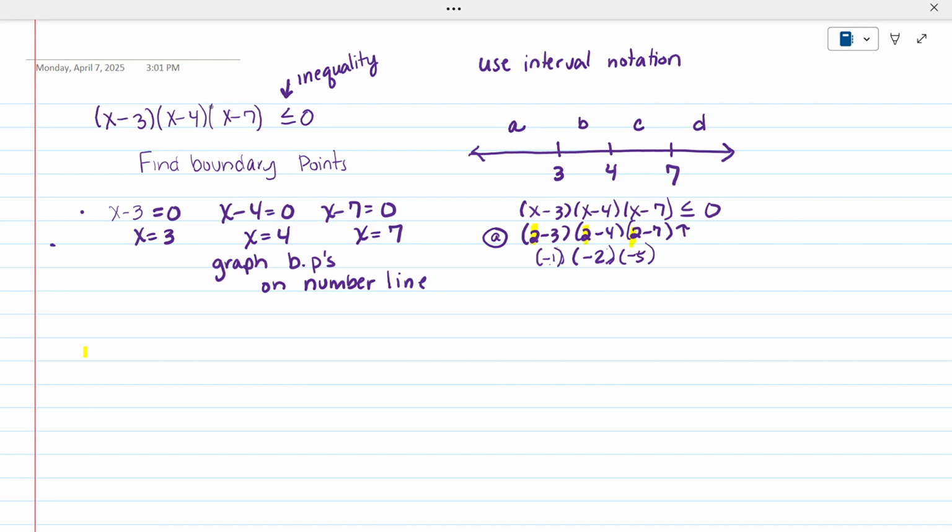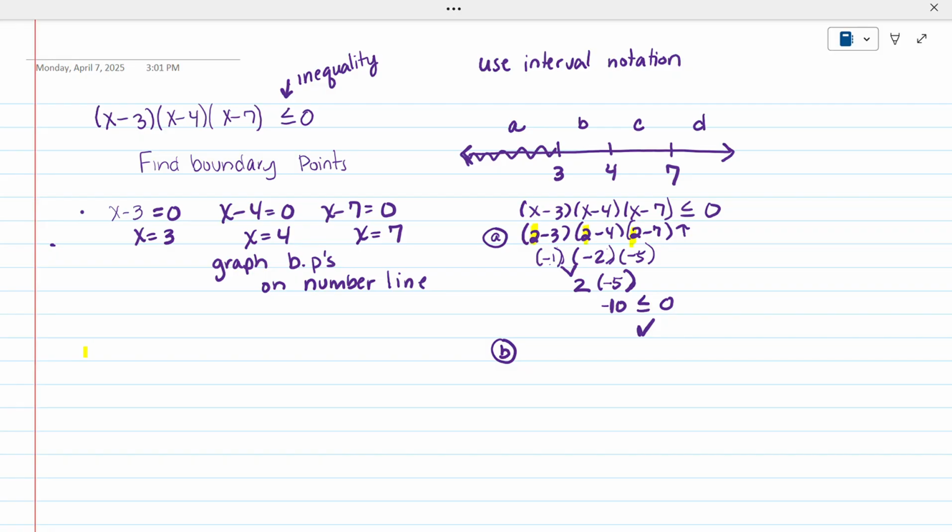So if I multiply these two together, I get a +2, but I still have a -5. And 2 times -5 is -10. So is -10 less than or equal to 0? Yes, because it is less than 0. So what we do is I just kind of put a check mark in that region, and what that tells us is that all the points in that region are solutions to our original inequality. So now we'll do the same thing for region B.